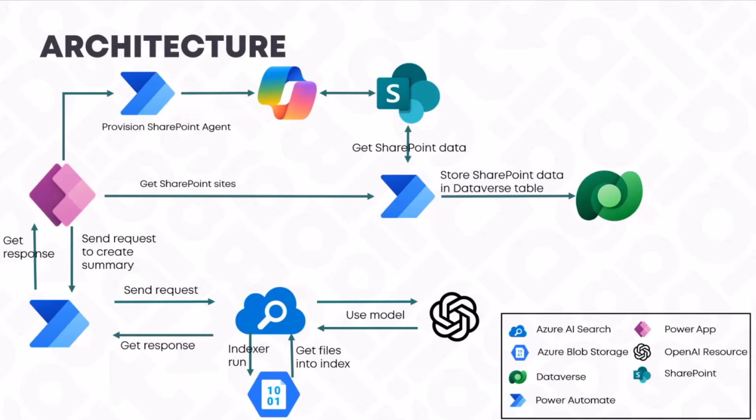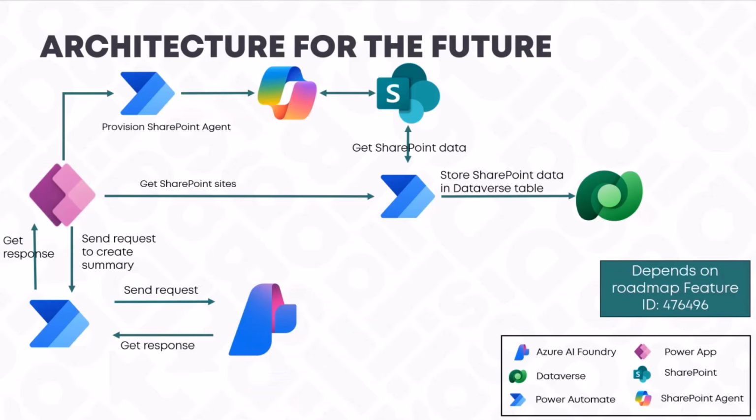That's what the initial architecture looks like, but we are really looking forward to a roadmap feature that's still in development, unfortunately. But that would make the architecture way easier. Then we can just use AI Foundry to have access to the SharePoint data, and then send a request and get a response instead of setting up the AI search and blob storage part.